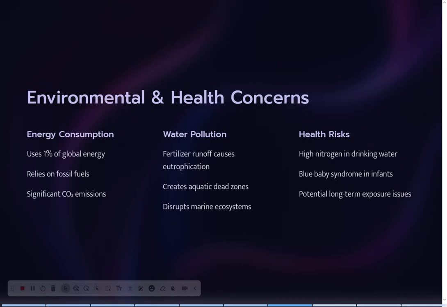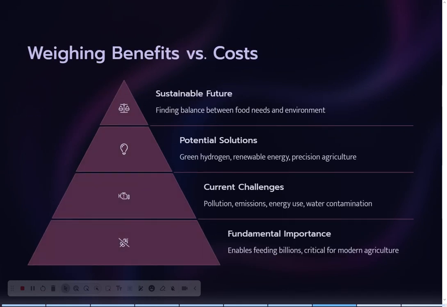Then fertilizers can run off into water, causing pollution and dead zones where fish can't survive. This is called eutrophication. High nitrogen levels in drinking water can also cause health problems like blue baby syndrome, which affects infants. Now, the pros versus the cons.